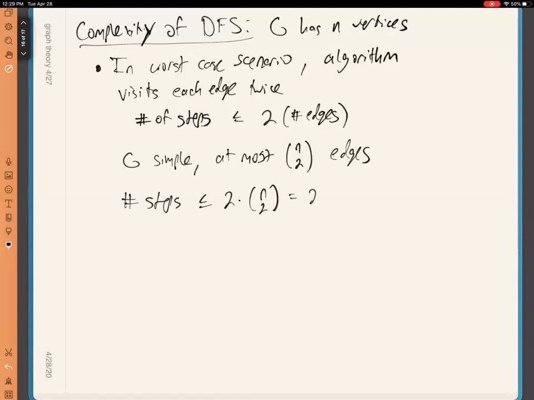Well, what is n choose 2? You can do a calculation that shows that this is equal to n times n minus 1 over 2. And so for the number of steps, now it's easy to see that this is big O of n squared, right? So this is a polynomial time algorithm in the number of vertices. It takes about n squared steps in general to find a spanning tree.